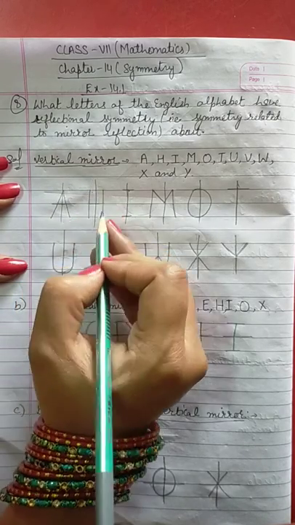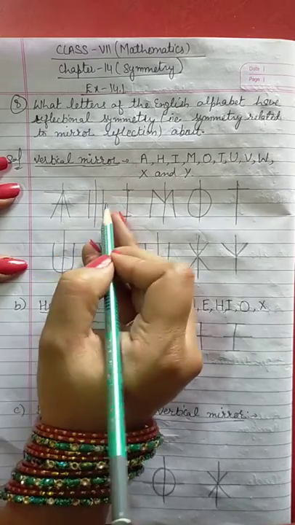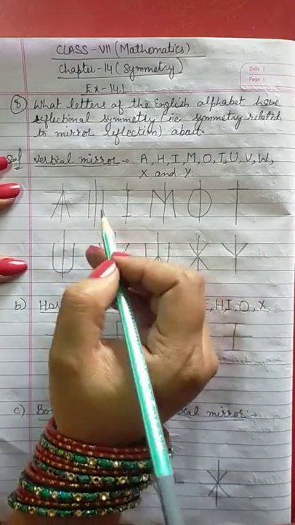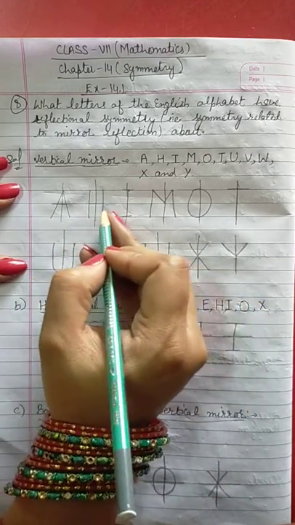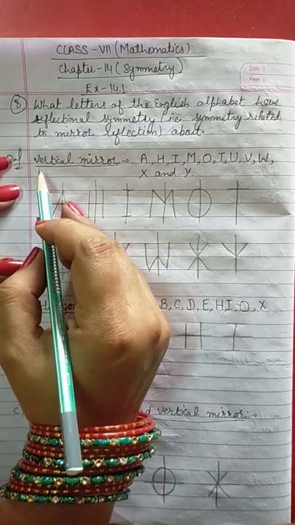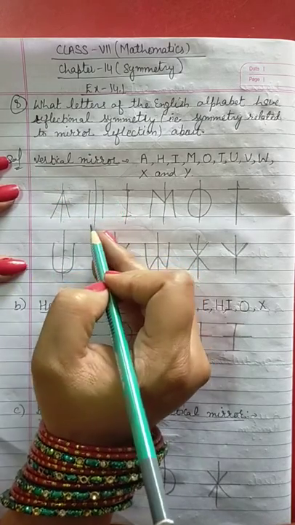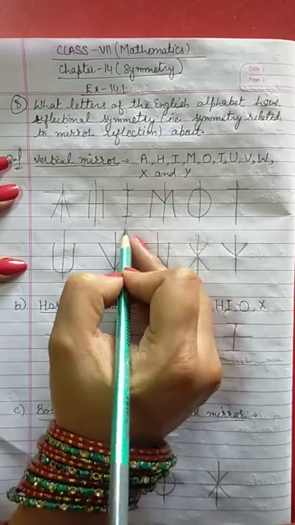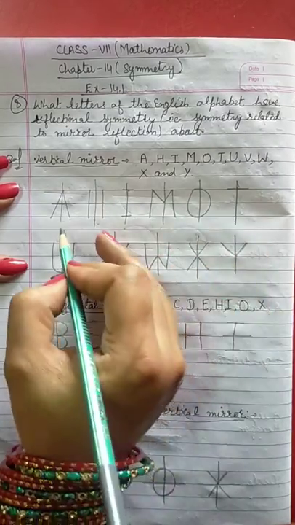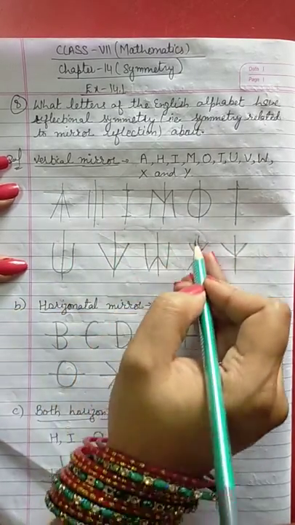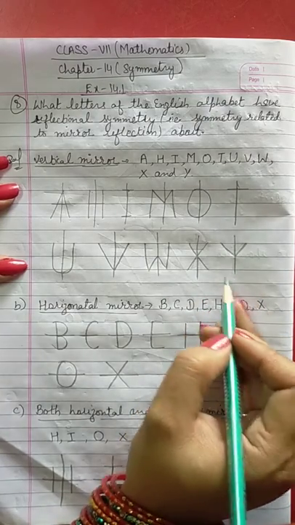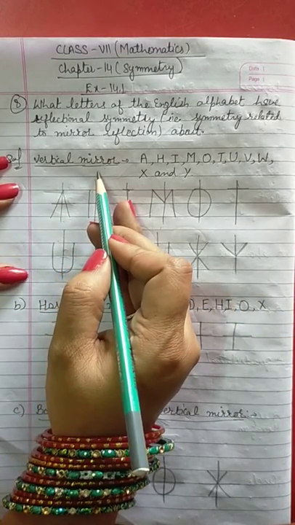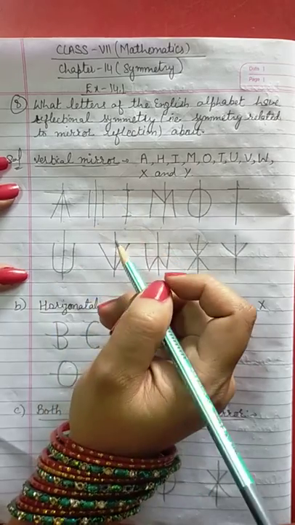Same here H. In H we are having line of symmetry in this way. Fine. So as you can see here, H is having the other one also, horizontal, but as we are discussing who is having vertical also, so H is also having vertical. Same here I, M, O, T, U, V, W, X and Y, they all are having vertical mirror. I mean to say here they are having vertical line of symmetry, we can see.